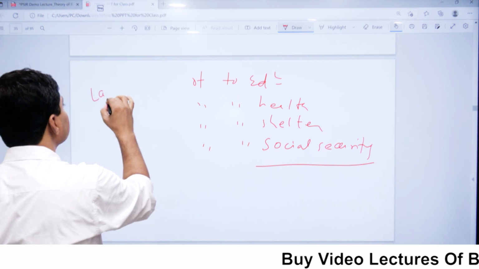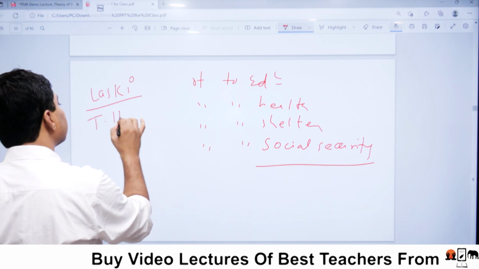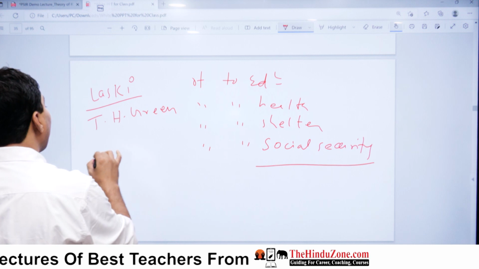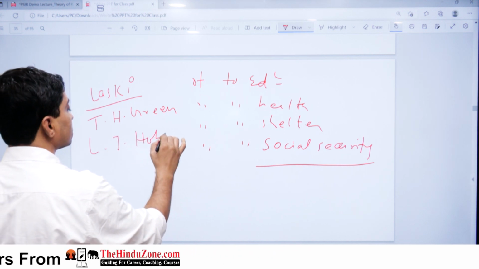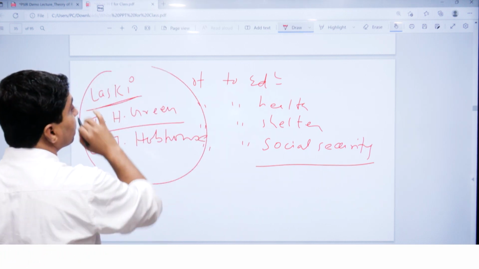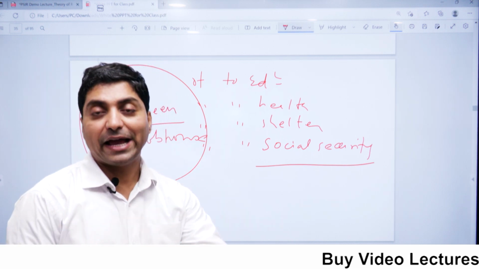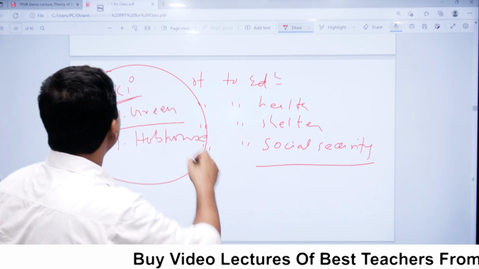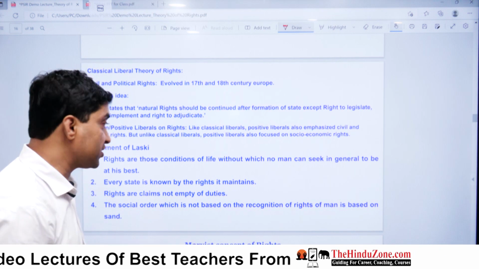And who are the philosophers? Laski, T.H. Green, L.T. Hobhouse. These are the philosophers who thought that the state should intervene in order to provide access to certain rights. And let's see a few of the best quotations from Laski.